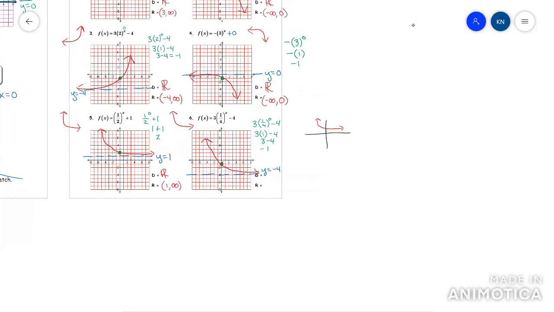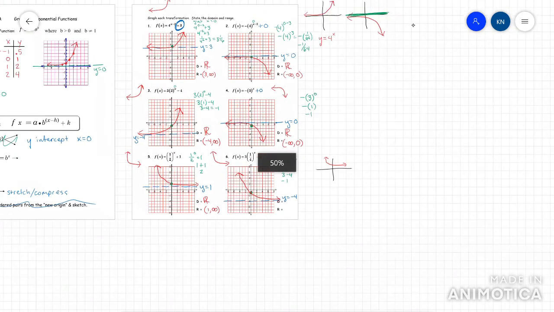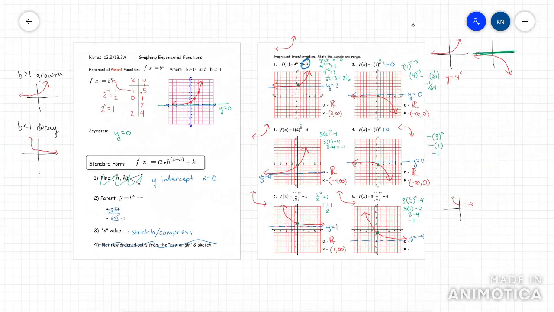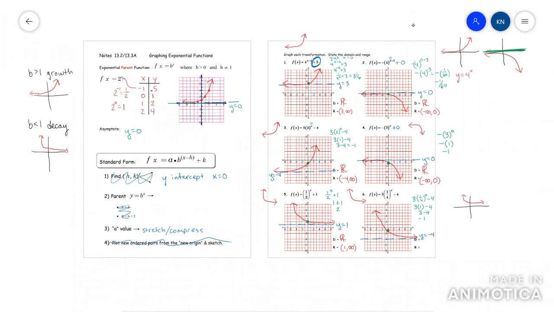So if your teacher's looking for an XY table on all of these, I can't really help you that much. I don't do it that way. I just look for 3 main things: shape, asymptote, and y-intercept.